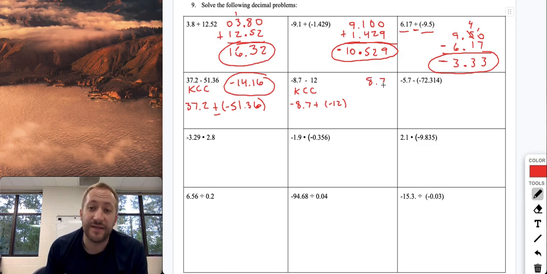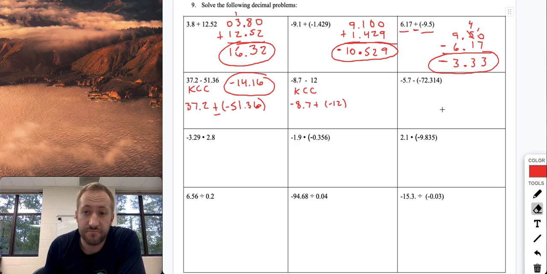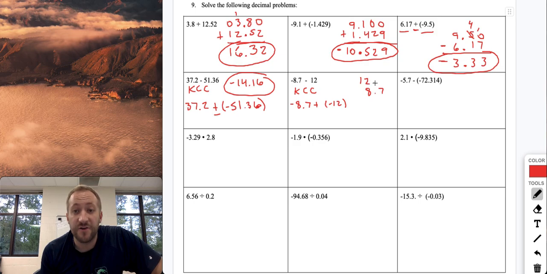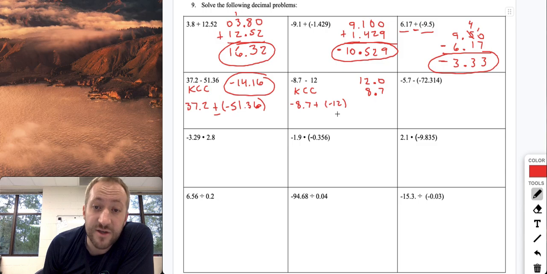Now, whenever we add, it doesn't actually matter what number goes on the top. All right? If you always are in the habit of putting the larger number on top, though, that's a good idea. So if you want to put the 12 up top, that's great. And then 8.7. Notice how I line up the decimals. Look, there's no decimal over here with the 12. When there's no decimal written, I know that there's an understood decimal right afterward. And then, of course, there's an infinite number of zeros after that. So 12.0, 8.7, the signs are the same, so I'm really going to add these up.